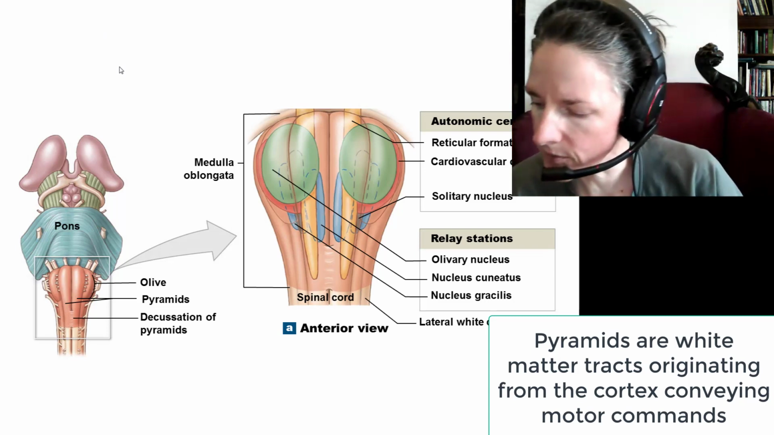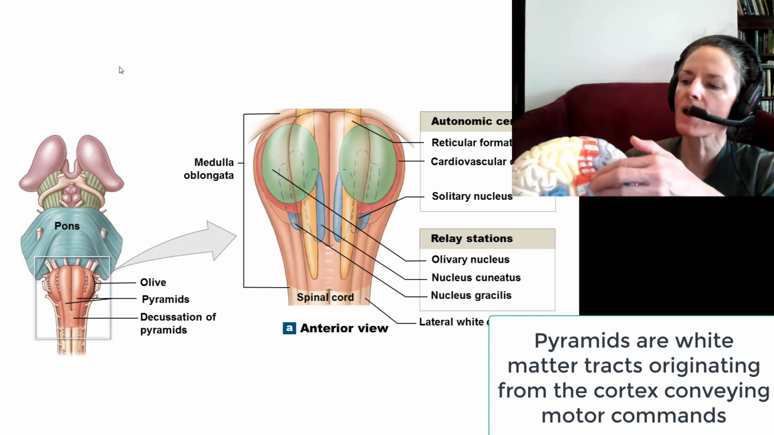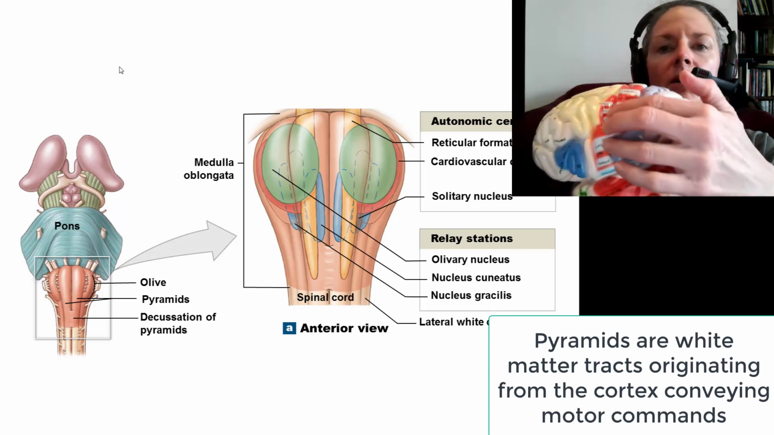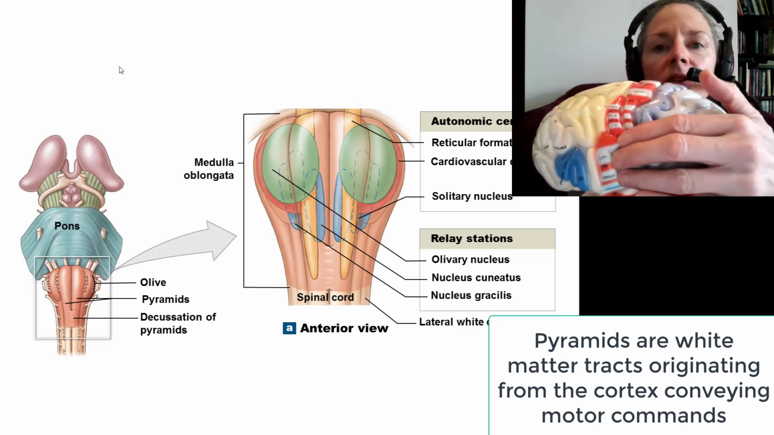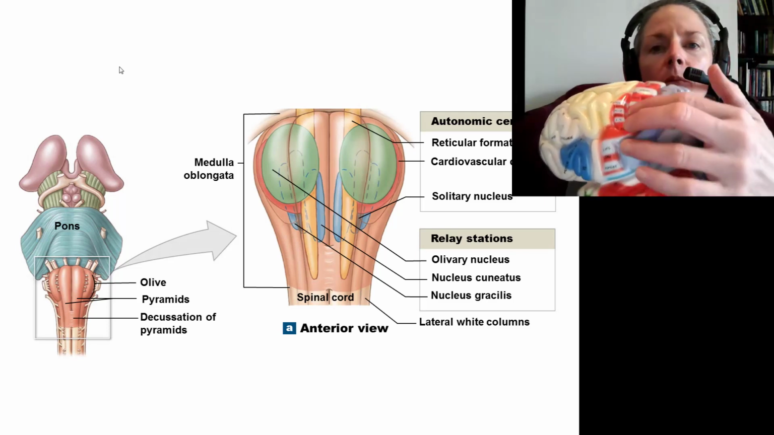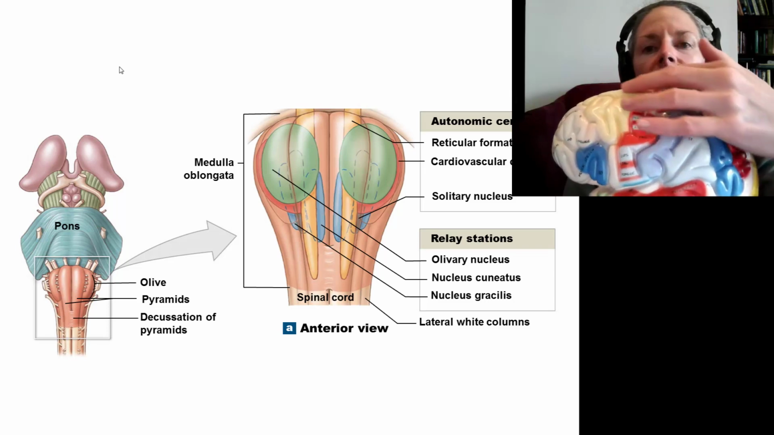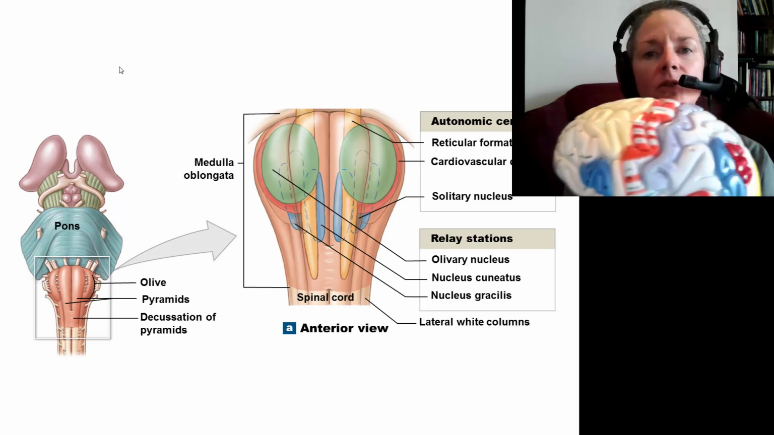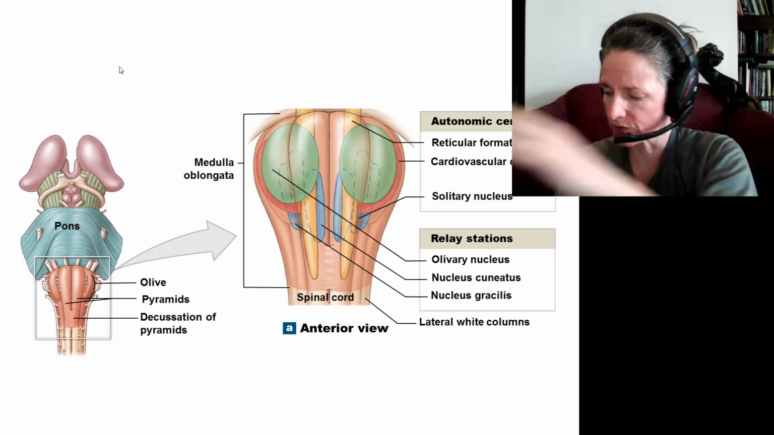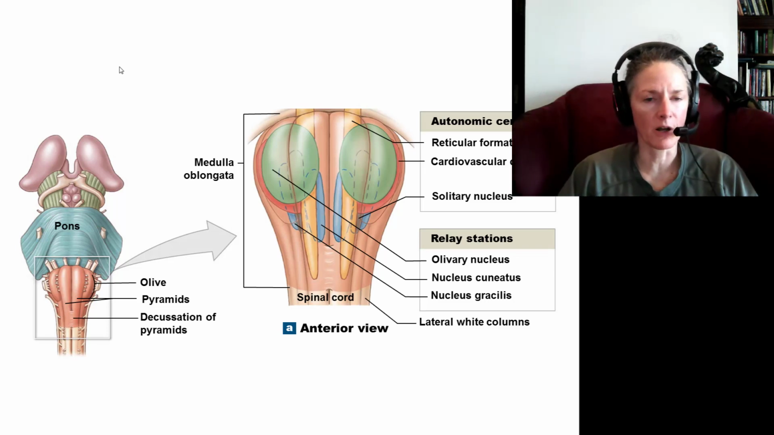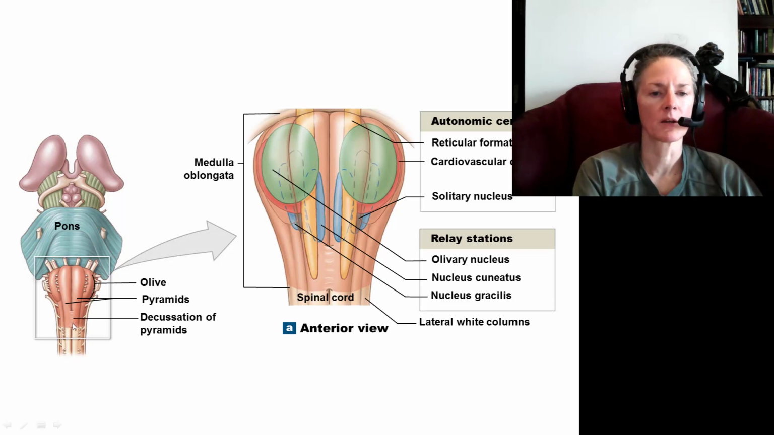So motor commands and information about planning motor movements, all of that is going to be generated from our cerebral cortex. We've got a primary motor cortex here that's going to be generating activity that's going to control somatic motor movement, in other words, skeletal muscles. We're going to have this area here called the supplemental motor area or premotor cortex that's going to be involved a lot with the planning of those motor movements. And so those descending axons, which arise from neurons called pyramidal neurons, are going to pass through the medulla oblongata on their way to the spinal cord.